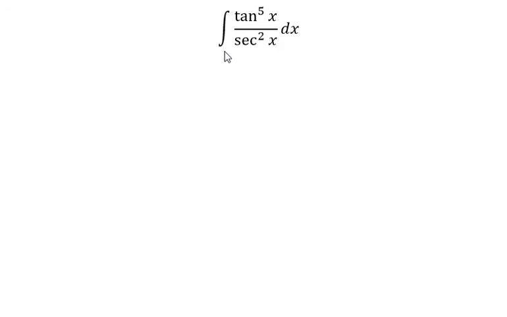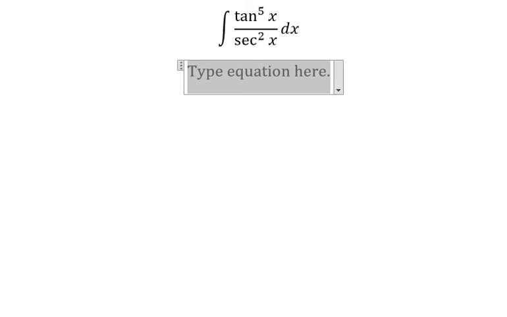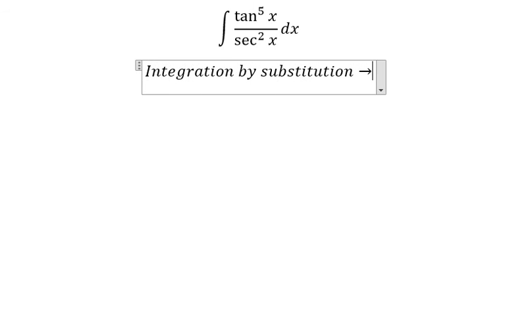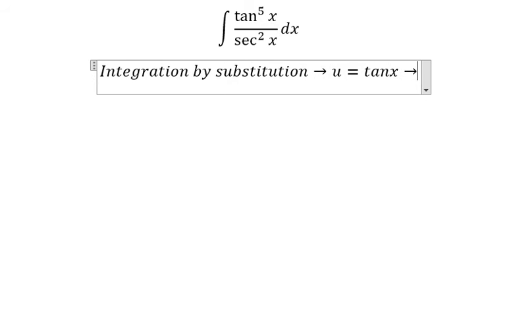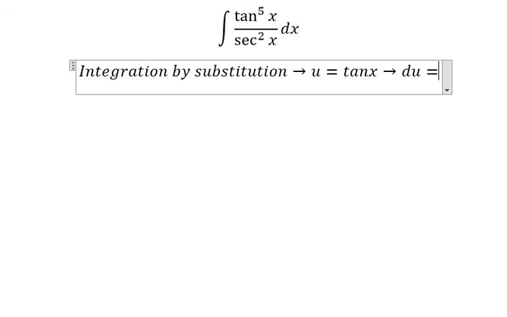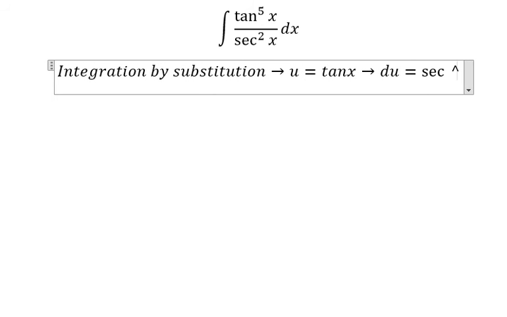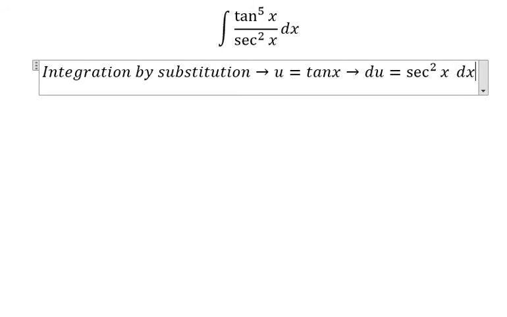The topic today is about integration. So now I will show you the technique. We need to use integration by substitution. So we put u equal to tan s. Du, you got secant of s squared ds.